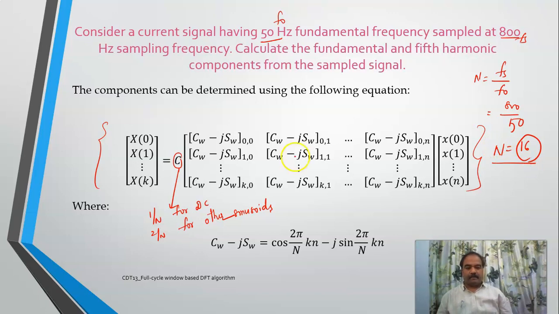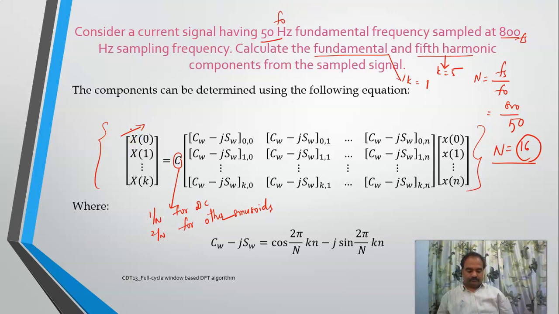Okay, and here you have been asked to calculate the fundamental component and fifth harmonic component. For the fundamental component, k is equal to 1, and for the fifth harmonic, k is equal to 5. Right? So we will employ this particular data for solving this problem.